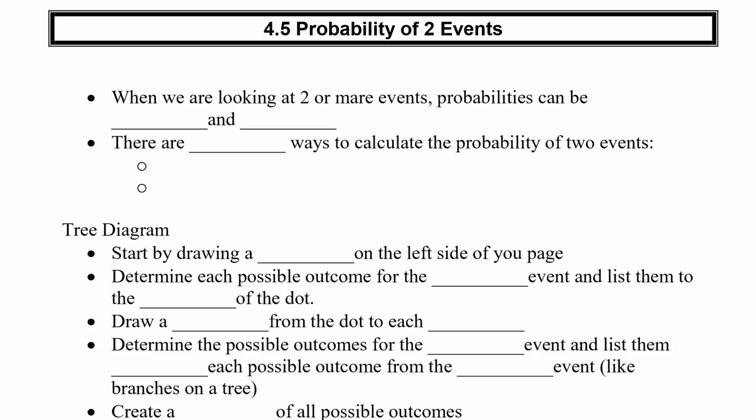4.5. Probability of two events. When we're looking at two or more events, probabilities can be large and they can be complex. There can be lots of different options. So there are two ways that we can calculate the probability of two events. First way is tree diagram.